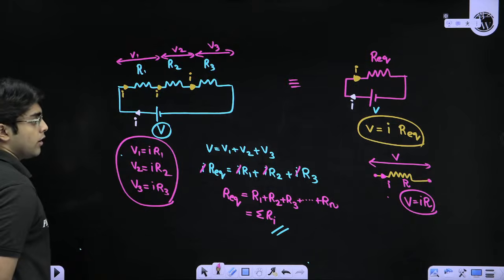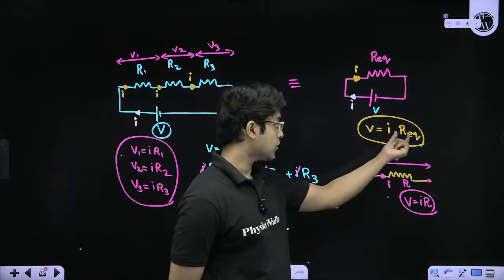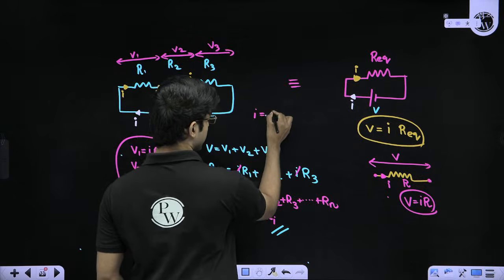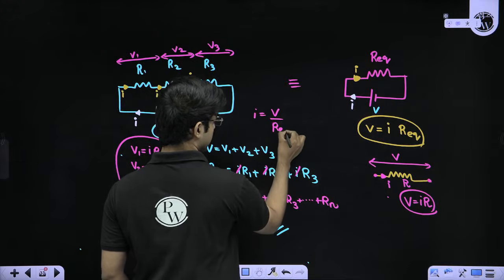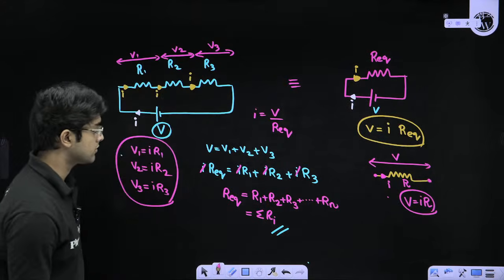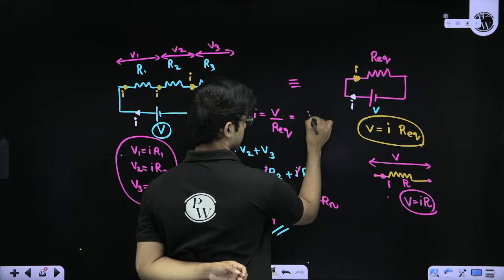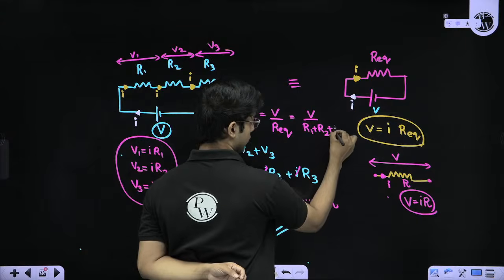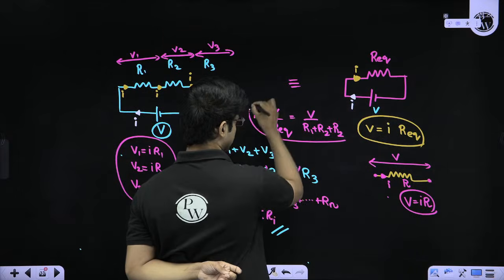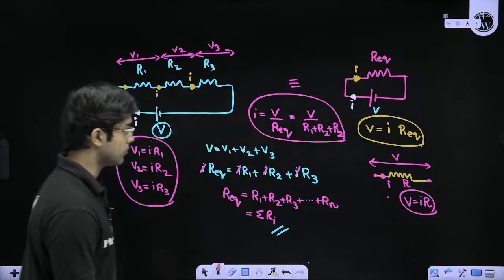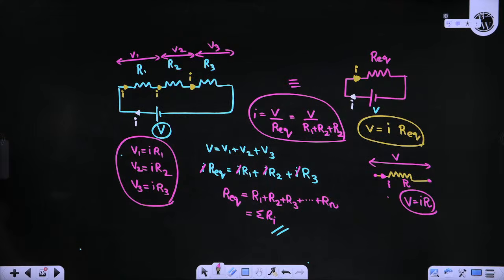Great. Now, if you have the R equivalent, you can also find the current through the circuit. The current will be V divided by R equivalent, right? So in this question, the current will be V divided by R1 plus R2 plus R3. So that is the use of finding R equivalent. We can instantly find the current through the battery. If you find the R equivalent, it will be simply V by R equivalent.